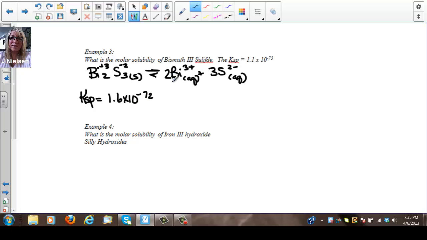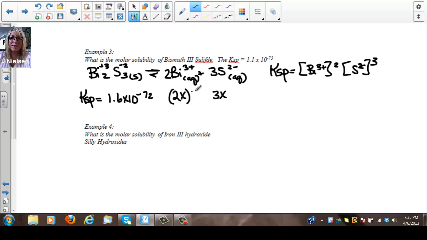So what do I have here? Well, I should just write the Ksp expression with the concentration. So this is going to be Bi 3 plus squared times S2 minus to the third. So remember, this is the same as 2x. This is the same as 3x. So this is going to be 2x squared, 3x cubed. So I've got 2 times 2 is 4, so I've got 4x squared times 3 times 3 is 9, times 3 is 27x cubed. So this is going to give me 27 times 4, 108 x to the fifth, equals 1.6 times 10 to the negative 72nd.